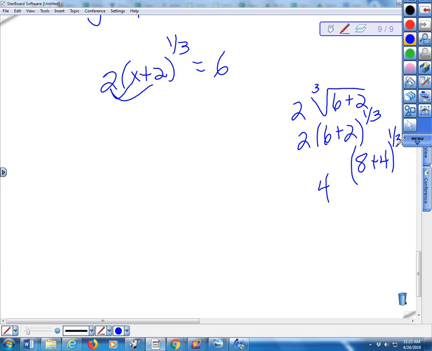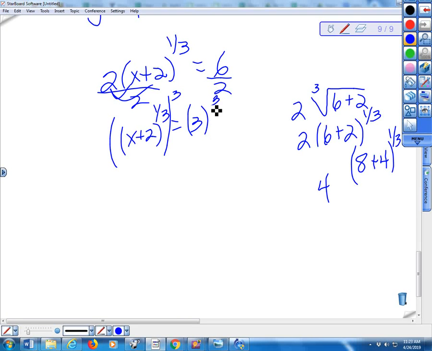So what I have to do here is divide everything by 2. Then take the cube of both sides. So I have x plus 2 on the left and 27 on the right. And x is 25. Go in and check it. 25 plus 2 is 27. The cube root of 27 is 3. 3 times 2 is 6. It works.